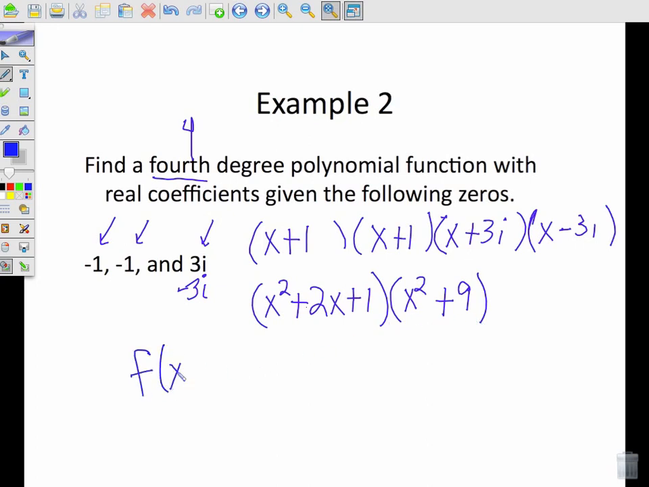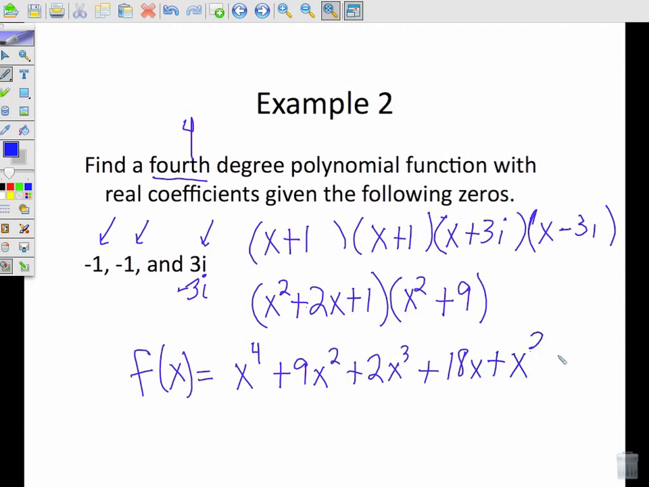And the last step would be to distribute all of this out. So our function f of x will equal, I've got x squared times x squared, which is x to the 4th, x squared times 9, which is 9x squared, 2x times x squared is 2x to the 3rd, 2x times 9 is 18x, and then 1 times each of those, x squared and plus 9.